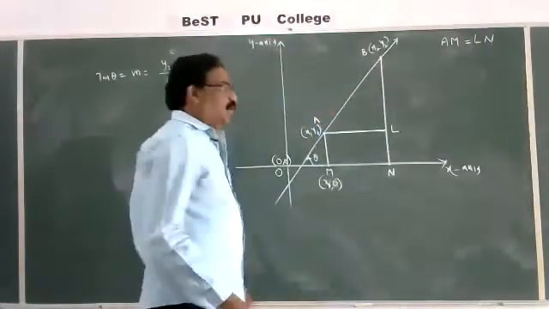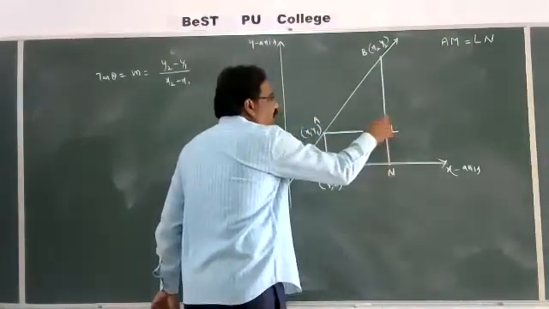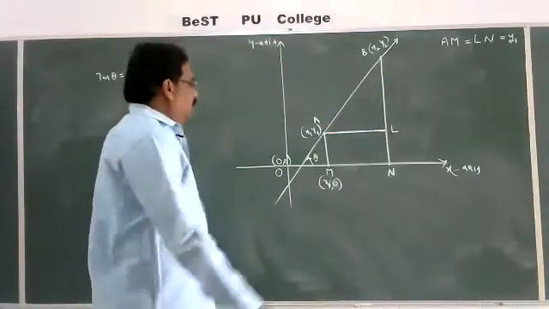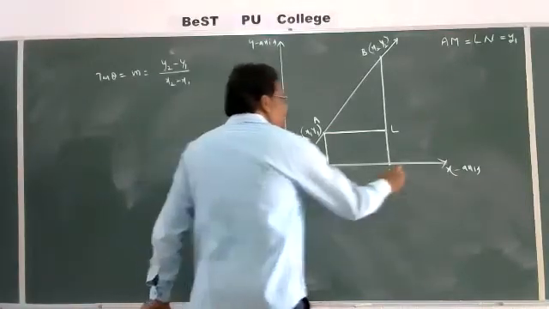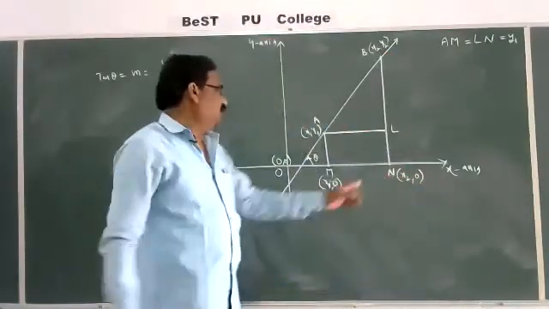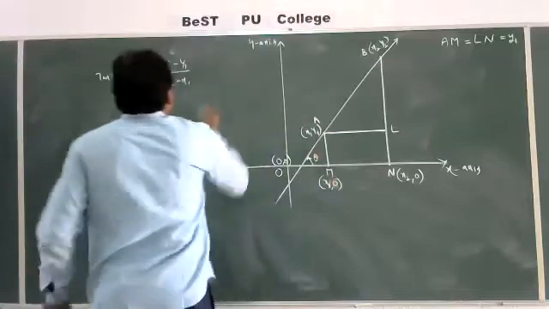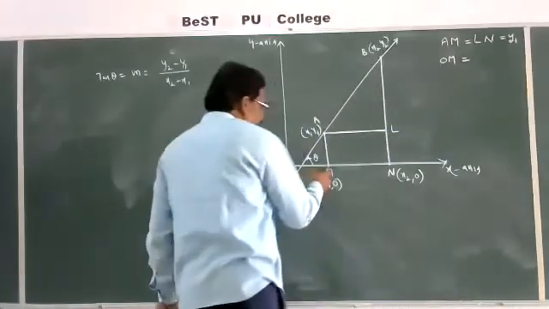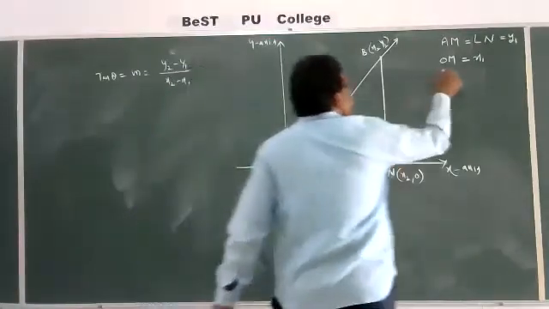Both are same. What is AM length? This is Y1. This is also Y1. That's why this is equal to Y1. So here OM is equal to X1. This point is X2 comma 0. Here observe, OM length is X1 and ON length is X2.